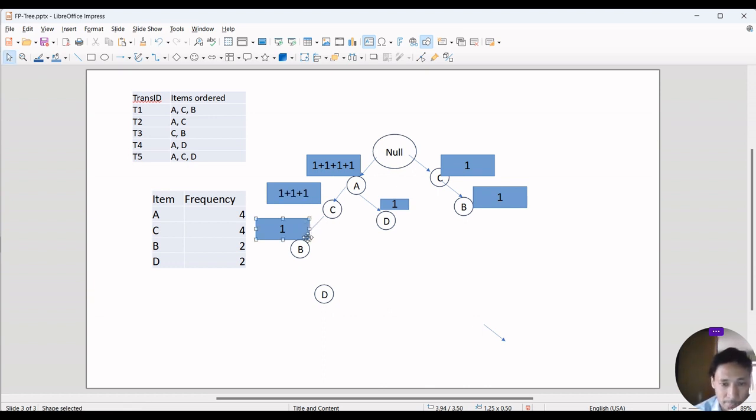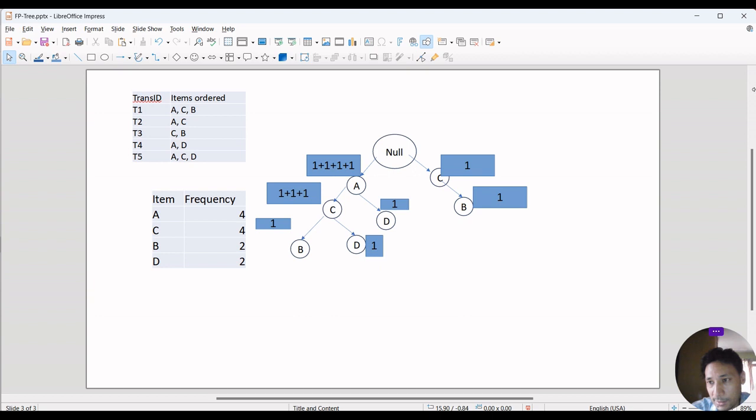After C we have B here, but there is no D, so to show D we will create a new branch from here and add D here, and we will provide the count for D also. So in this way we create the frequent pattern tree. Now this tree will be used to create the conditional database from where we can generate different patterns.